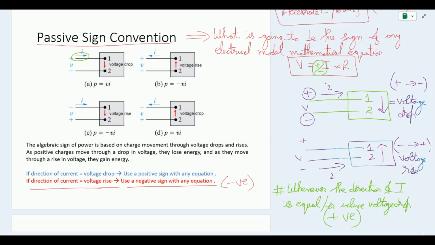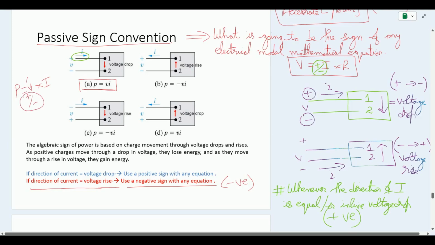Now let us look at the images and further understand what is happening. Let us look at figure A. We are finding the power associated with this voltage drop or the first terminal characteristics behavior. We know that power is the product of voltage into current, so P equals V into I. Now we want to know through the passive sign convention whether it is a positive or a negative VI, this complete equation. So passive sign convention says that look at the polarities and the direction of the current.